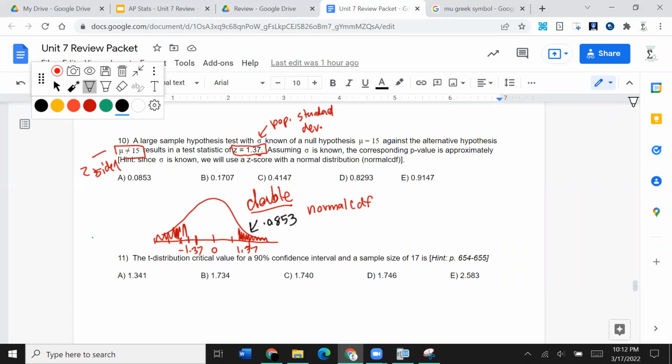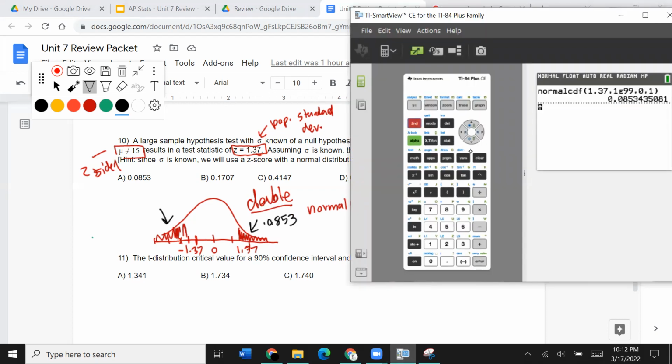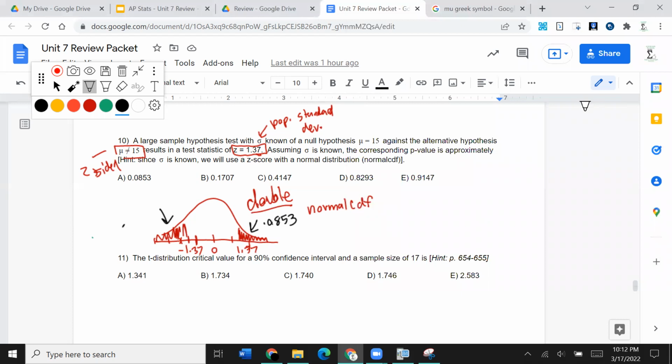Well, this also is going to be 0.0853. You can test that by doing normal CDF and putting negative 1.37 as the upper, negative 1E99 as the lower, but it's the same thing. So what we're going to do is add those together or just simply double that. So it's going to be about 17% when you double that. And that represents your p-value, the probability of getting a sample that extreme or more, and in this case, in both directions, since it's a not equal to.